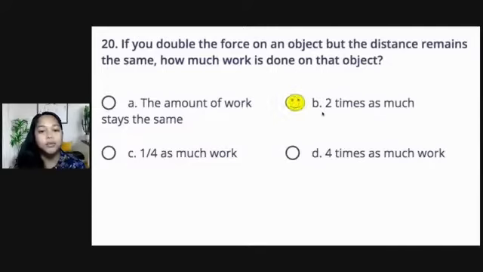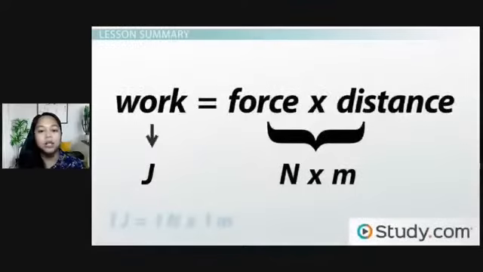It would be letter B, 2 times as much. Now, work is calculated by multiplying force times distance. Okay, so work po ay force times distance lamang. And force, of course, the unit for force is Newton, while the unit for distance is meter. And when you multiply Newton meter, you'll get a unit which we call joule. Okay, so joule is Newton meter siya, and that's the unit for work.